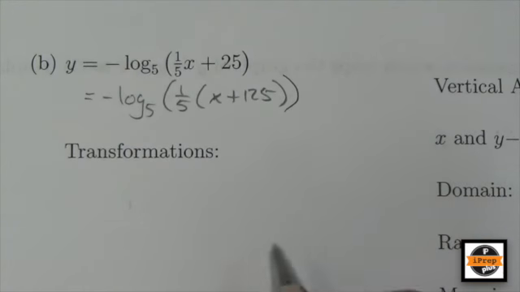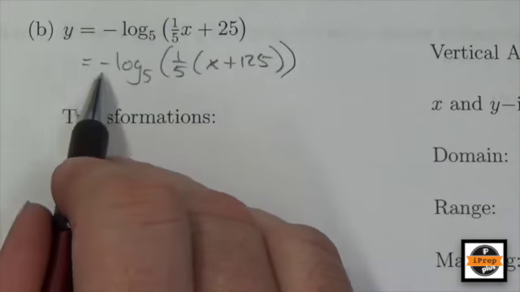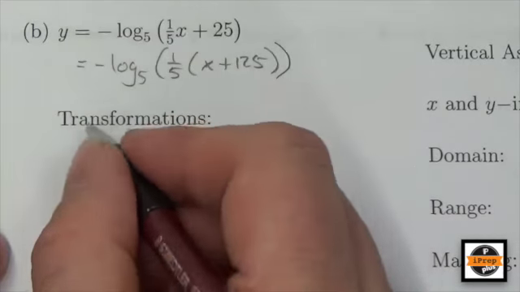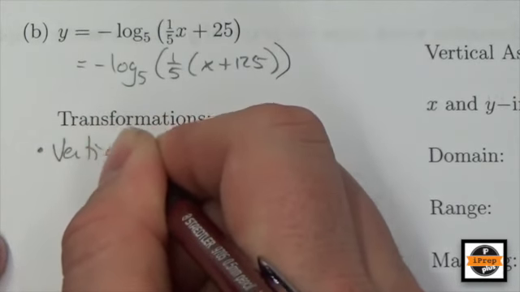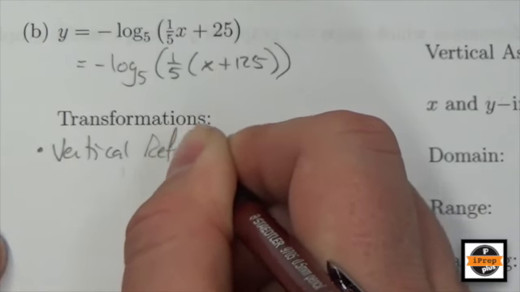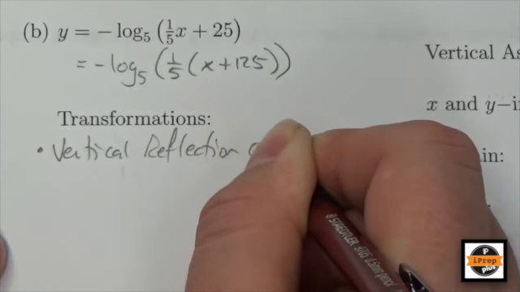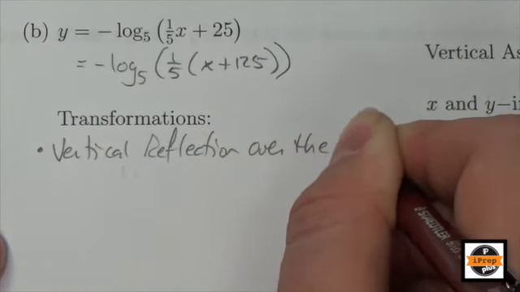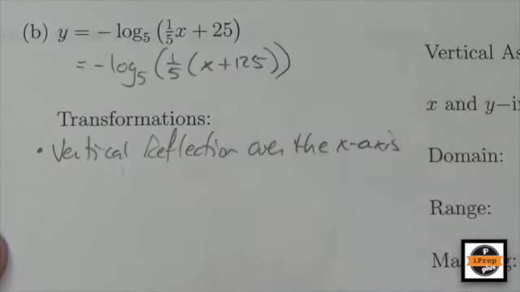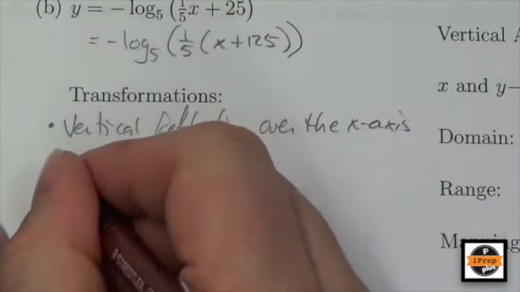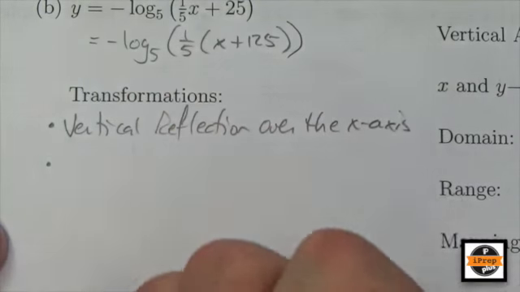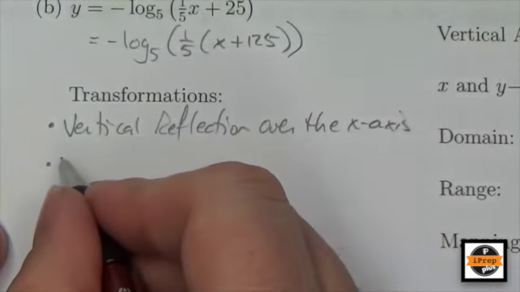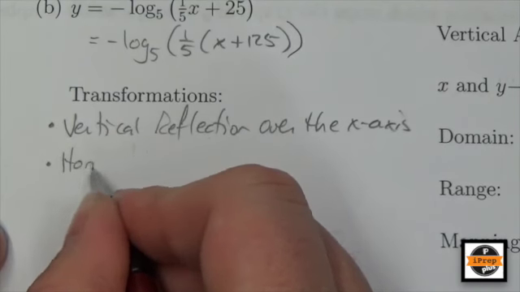So now my transformations, looking at this from the left-hand side to the right-hand side, first thing that we bumped into is a vertical reflection over the x-axis, followed by, now we move inside the function. This 1/5 is an adjustment to the independent variable, so this is a horizontal stretch.